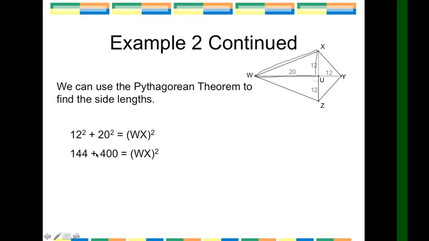That's 144 plus 400 equals WX squared. And we'll add the two. We have 544 equals WX squared. Square root both sides to cancel the square. So we need to square root both sides para makancel natin yung square ng WX. Para maalis na to. What is the square root of 544?